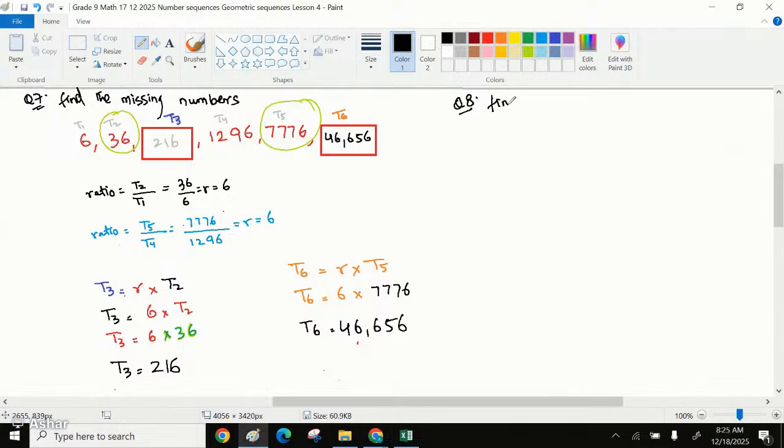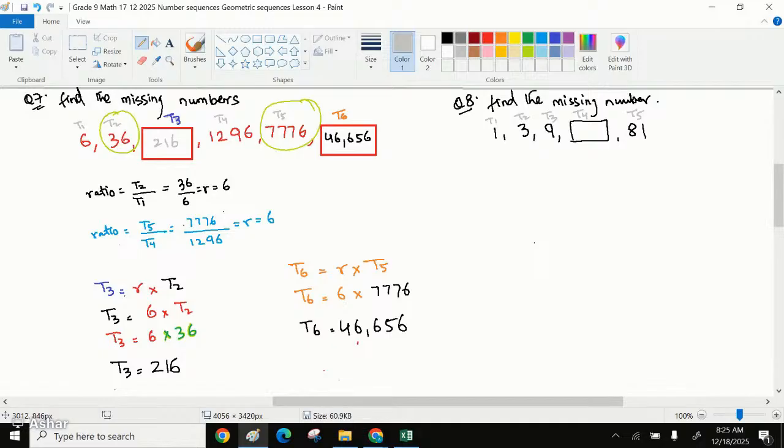Find the missing number. Okay, this is an easy sequence. They say 1, 3, 9, missing number, and 81. We can say this is term 1, term 2, term 3. We have to find term number 4 and term number 5.